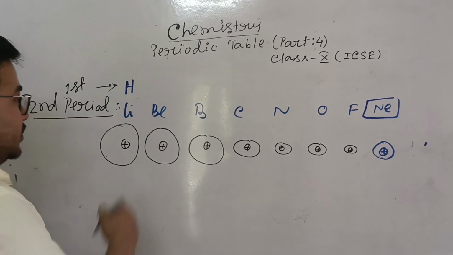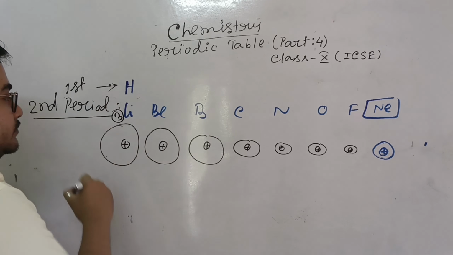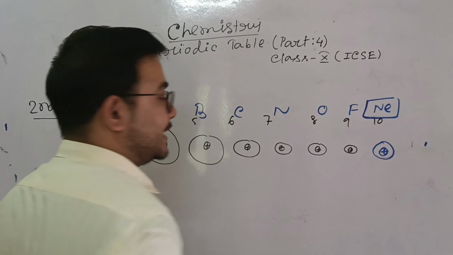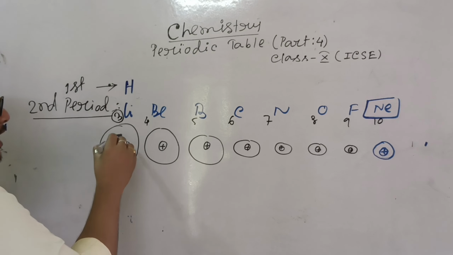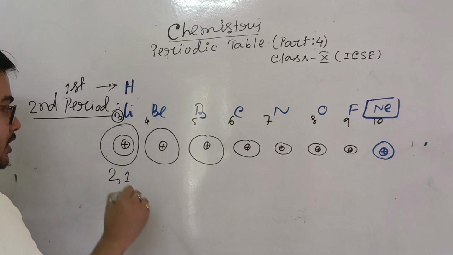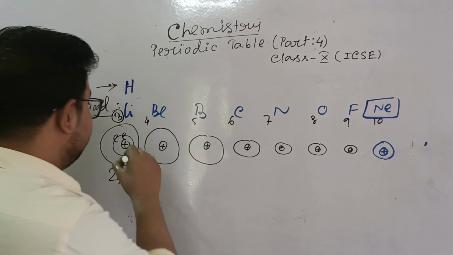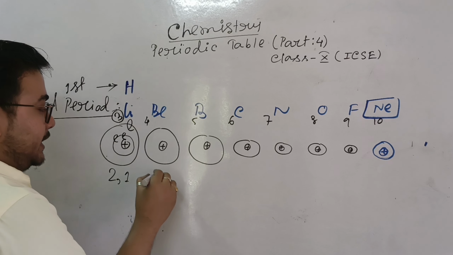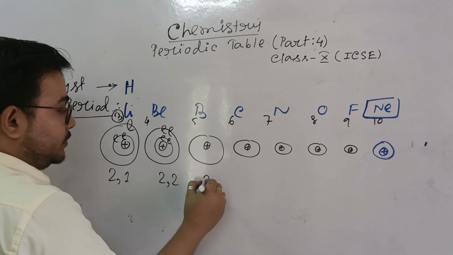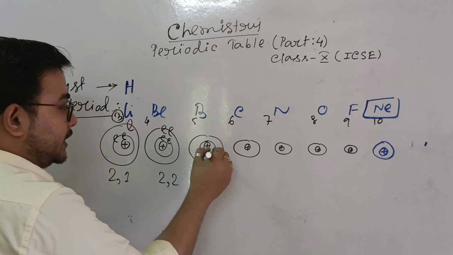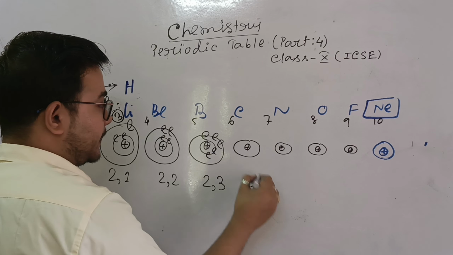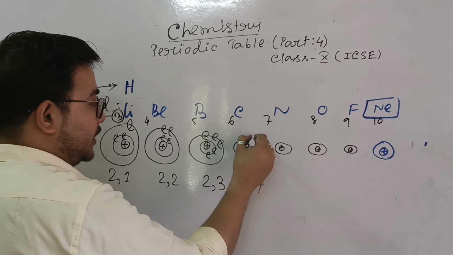Look at the board. What is the atomic number of lithium? 3, then 4, 5, 6, 7, 8, 9 and 10 in case of neon. In lithium, the configuration is 2, 1: the first shell contains 2 electrons and the second shell contains 1 electron. In beryllium, 2, 2. Boron is 5, so 2, 3: the first shell contains 2 and the second shell contains 3. Carbon is 2, 4: first shell 2, second shell 4.